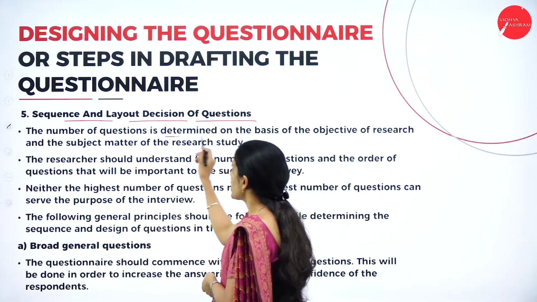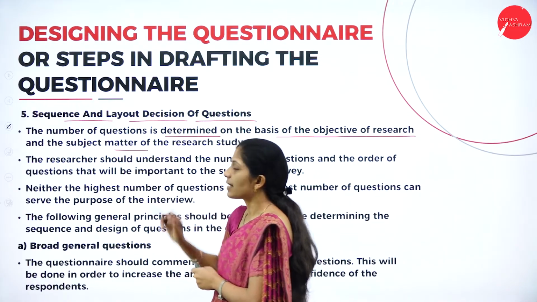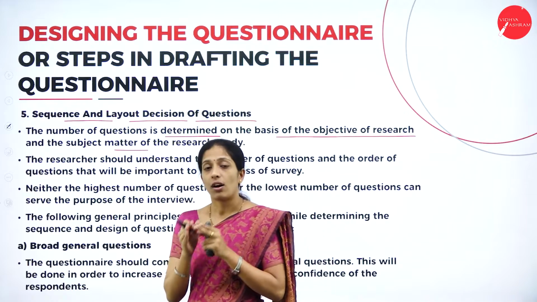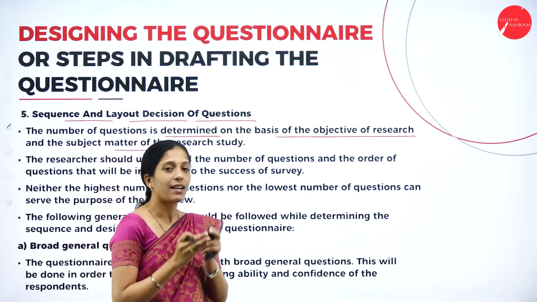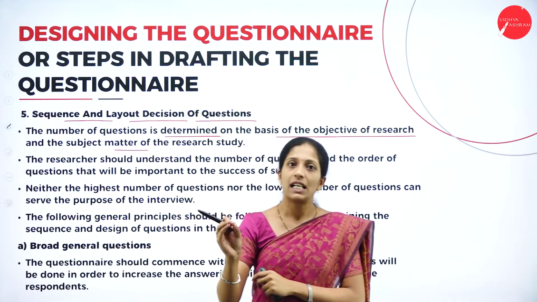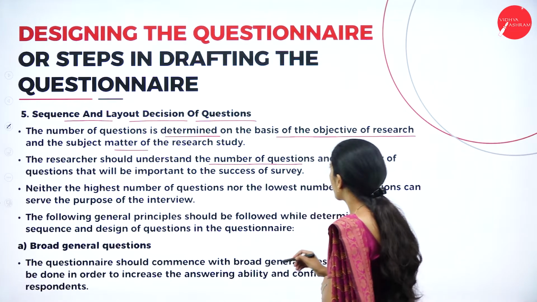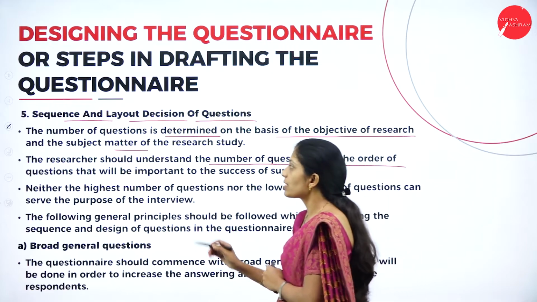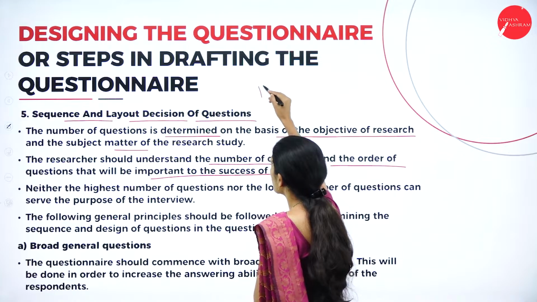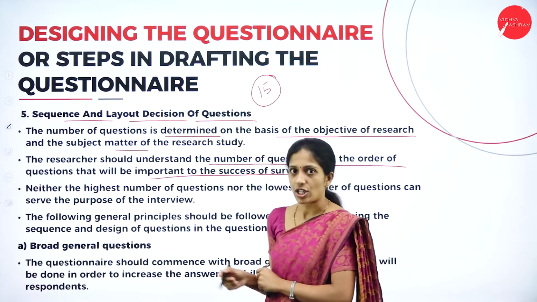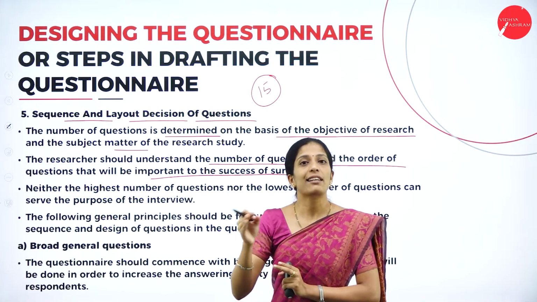The number of questions is determined on the basis of the objective of research and the subject matter of the research study. So, this we know, the questionnaire always has to be in such a way that it should be related to the objective as well as to the subject matter of the study of that particular researcher. The researcher should understand that the number of questions and the order of questions will be important to the success of the survey. So, he knows the number of questions. For example, the researcher has selected 15 questions, but he has to know the order also, and each and every question has to be related to each other.